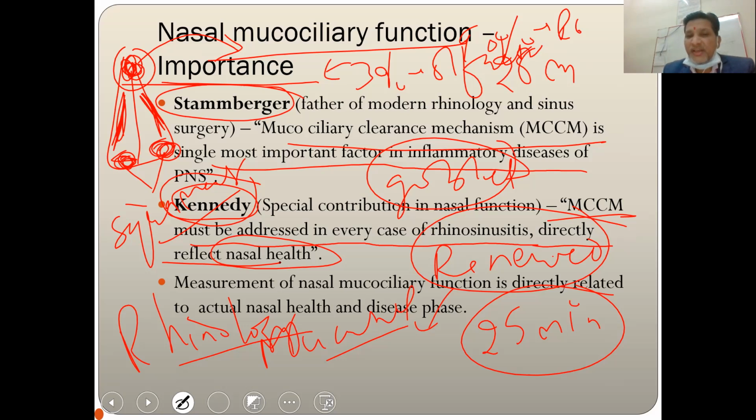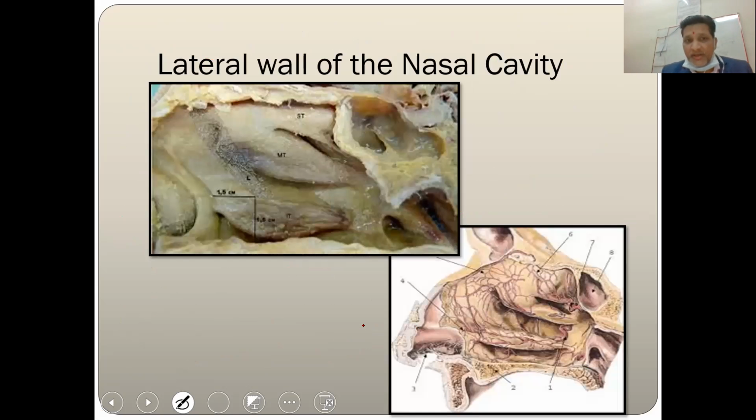Every patient has a mucociliary clearance time, which is prolonged in case of a pathology. So you can say that the measurement of this mucociliary clearance mechanism is directly related to nasal health. So this is a nutshell of the mucociliary clearance mechanism.